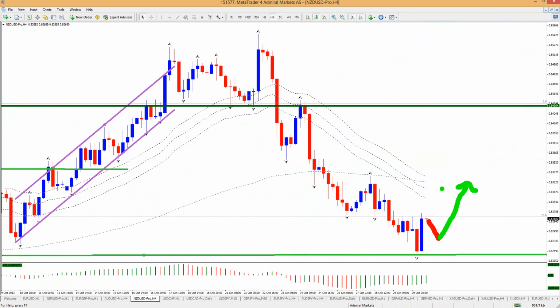Both the Euro and Pound are looking weak. So maybe the Euro odd and Pound odd will be correcting to the downside, for example. We can take a look.